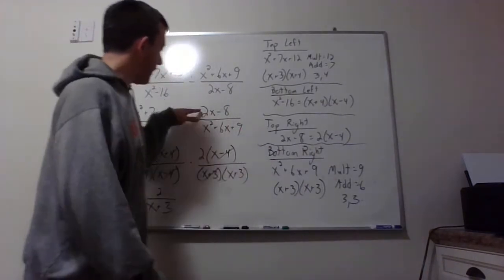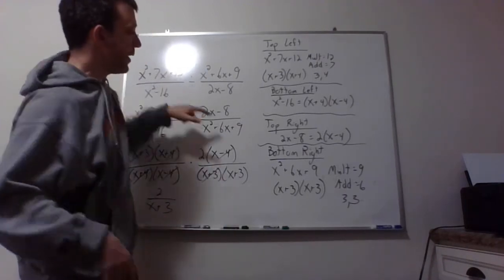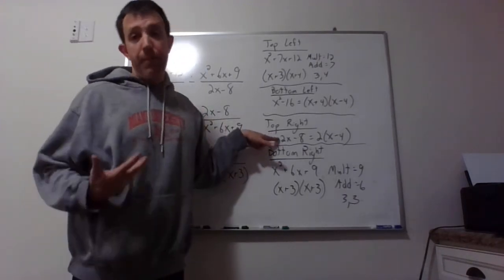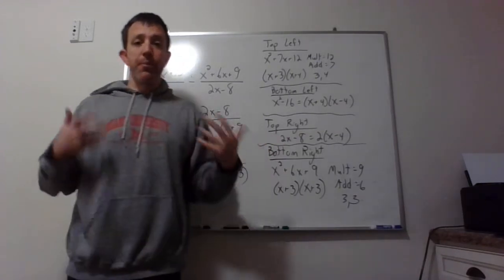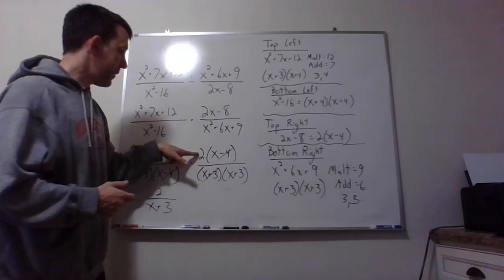The top right, now that 2x minus 8, so I'm working with this fraction that I flipped over. The top right, all it has is a common factor. 2 and 8 are both divisible by 2. That's it. I bring the 2 out front, and I get 2 times x minus 4.